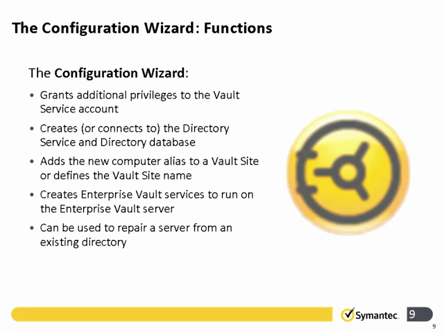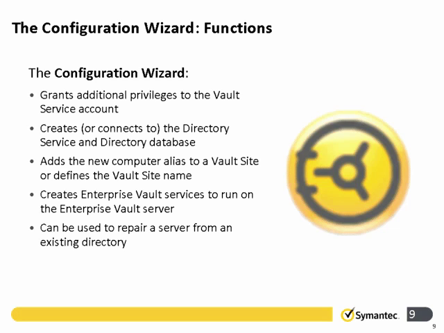Another additional privilege is log on as a service. This allows the Enterprise Vault service to run tasks with the identity of the Enterprise Vault account, and then we place a process level token. This allows different accounts to run various Enterprise Vault tasks using the security token associated with the Vault service account. It also is responsible for creating or connecting to the directory service and the directory database.